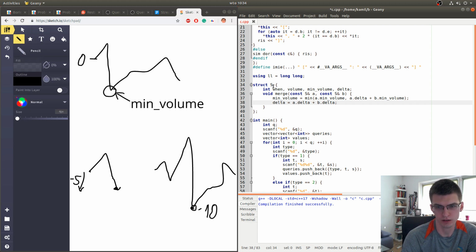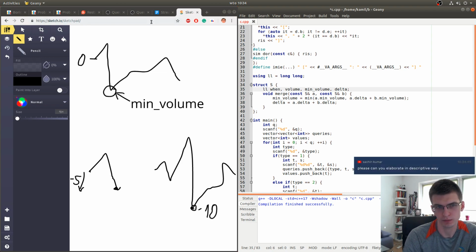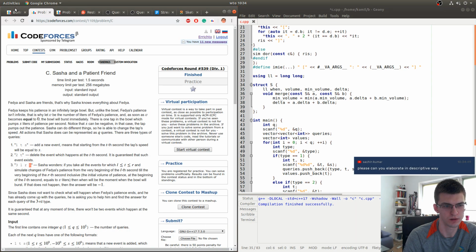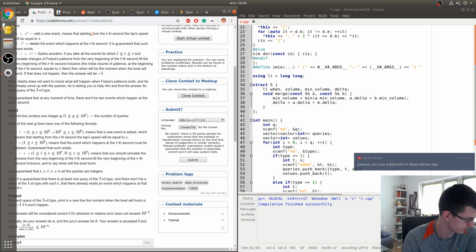I think I need longs. Let's use longs for everything, because values can be up to 1 billion, but times volume can be up to 2 to the 18.